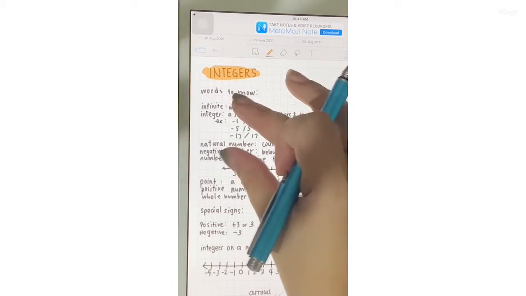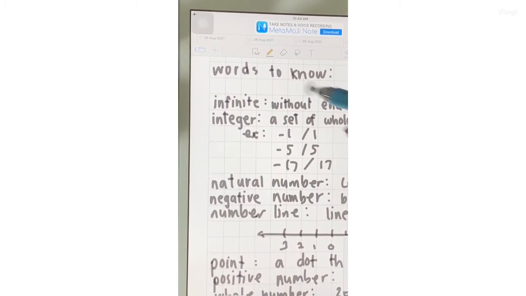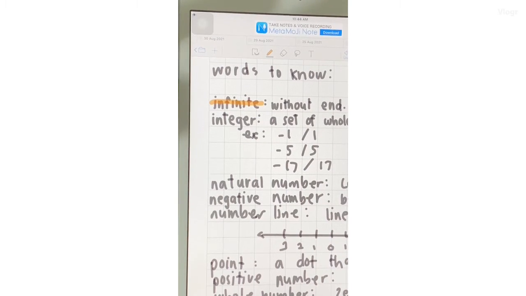Here are some words that you might need to know. The first one is infinite. Infinite just basically means without end. It just goes on and on and on.